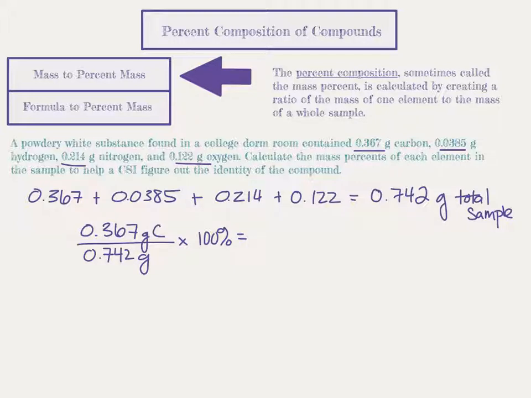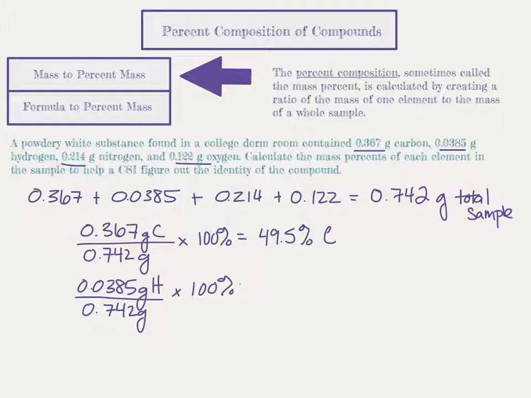This leaves me with 49.5% carbon. Now we'll just repeat the process for hydrogen. Dividing by the total sample, multiplying times 100 to get 5.19% hydrogen. And now we're halfway done.